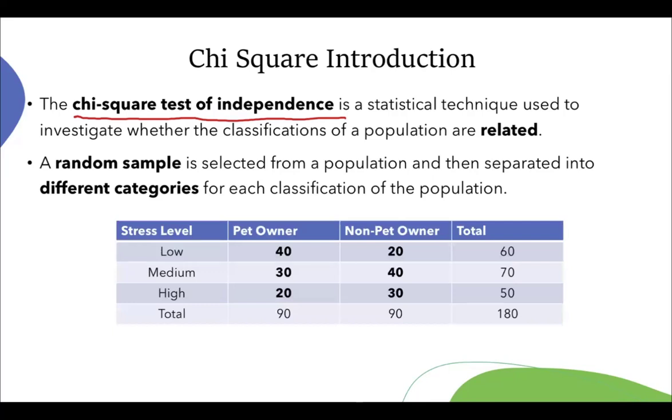So if we are testing pet ownership and stress level, we would look at the data in our sample and we would classify the data as either having a stress level of low, medium, or high, for example, if we use these three levels of stress. And we would classify pet ownership as owning a pet or not owning a pet. And we would put these numbers 40, 20, 30, 40, 20, and 30 into these categories based on their classification.